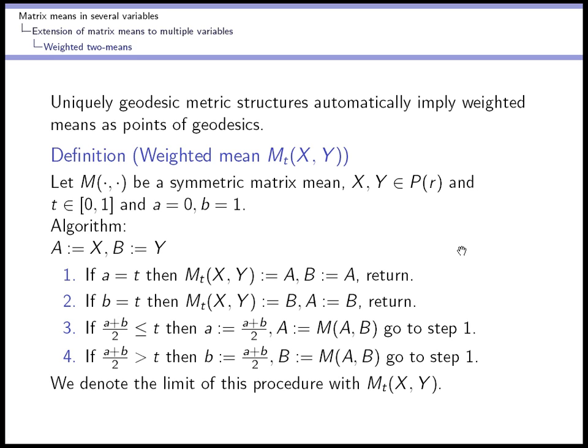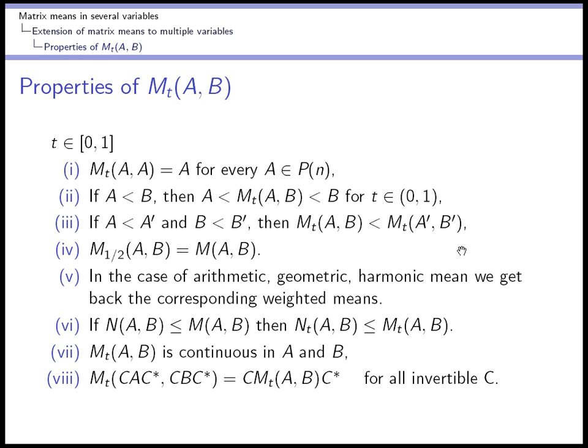So if the convergence takes place, then this defines a weighted 2 mean, which has the following properties. The first of them, again, is idempotency. The second one is in-betweenness. The third one is monotonicity. The fourth one is the compatibility with the 2 mean, which we want to generalize with this procedure. The fifth one is that in the case of the arithmetic, geometric, and harmonic mean, we get back the corresponding weighted means. This is a consequence of the corresponding Riemannian metrics we have.